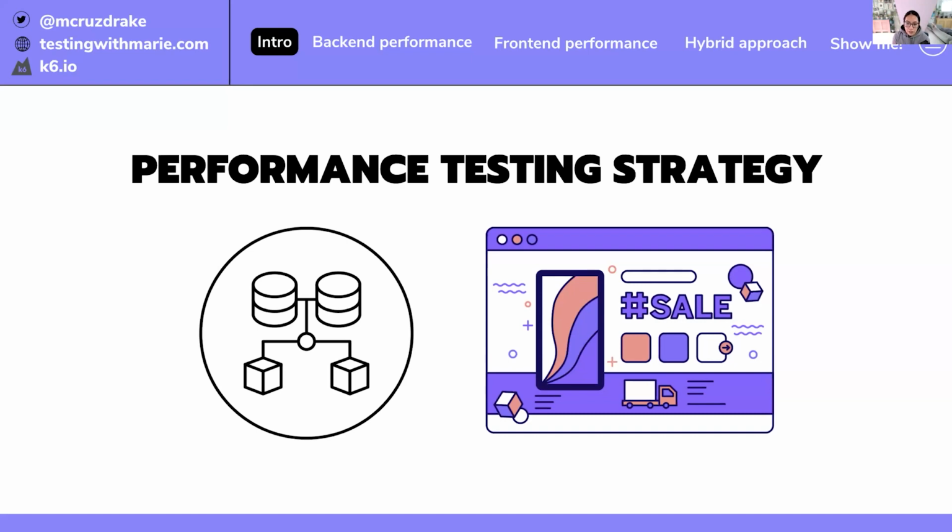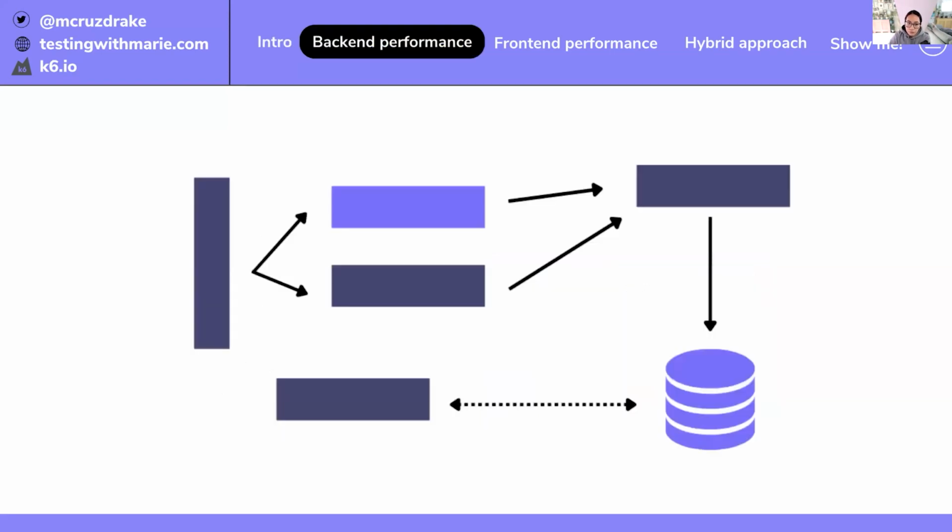also very different. So the first half of the talk, I'll talk about the key differences between backend and front end performance testing, and the advantages and disadvantages of doing one over the other. And then the other half, I'll talk about why you need both to get a holistic view of your application's performance, and how you adopt this hybrid approach.